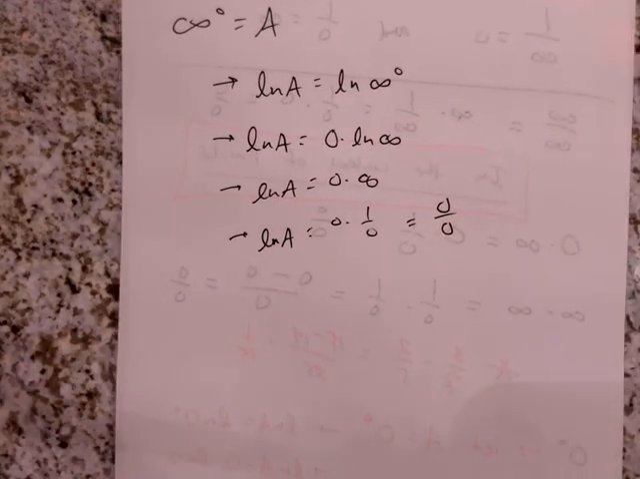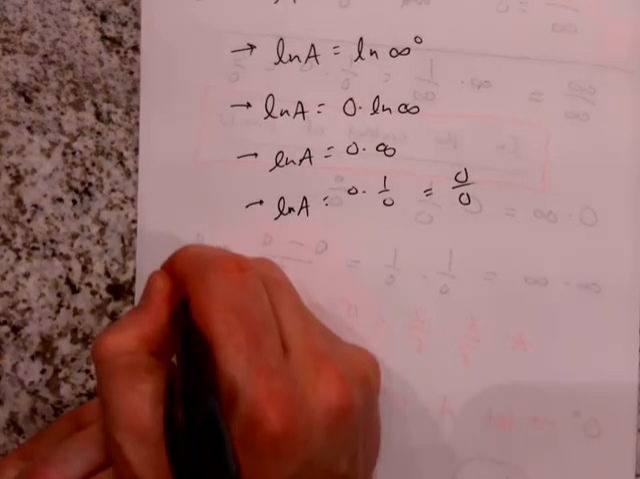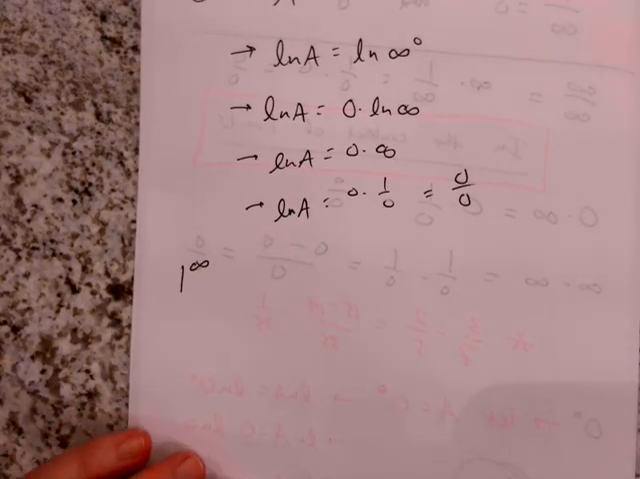And lastly, 1 to the infinity. 1 to the infinity is the most confusing, because 1 raised to any power gives you 1. 1 to the millionth power gives you 1. 1 to the 200,000 million quadrillionth power gives you 1. But 1 to the infinity, you have no idea.